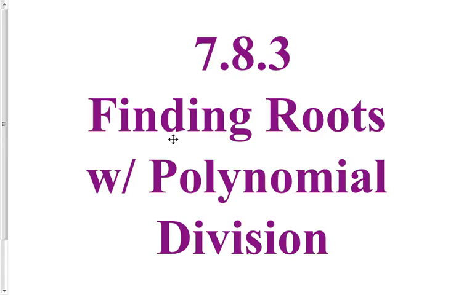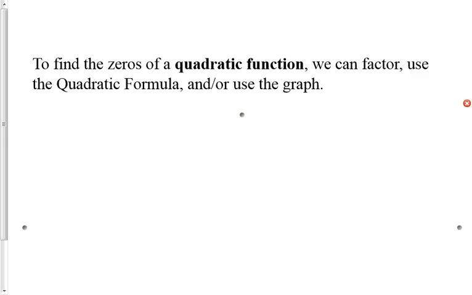7.8.3, finding roots with polynomial division. This will be an application lesson of everything else that we learned previously in this chapter. To find the zeros of a quadratic function, we've got three methods. We can factor it, we can use the quadratic formula, or use the graph.